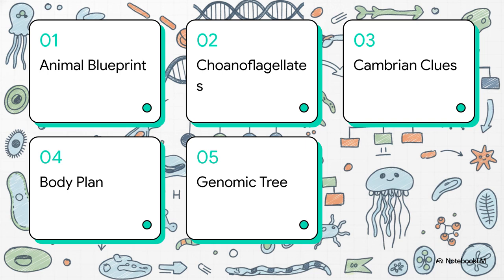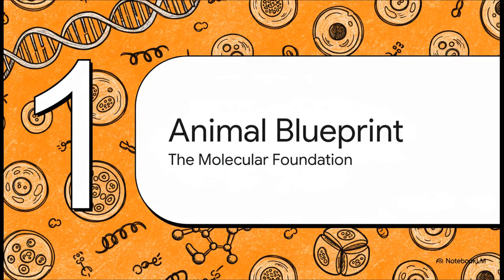First, we'll map out the animal molecular blueprint. Then, we'll look at choanoflagellates and cadherin proteins. After that, the Cambrian explosion clues, followed by blueprinting the body plan, and finally, we'll zoom out to the genomic tree of life. All right, let's jump right into Section 1, the animal molecular blueprint.